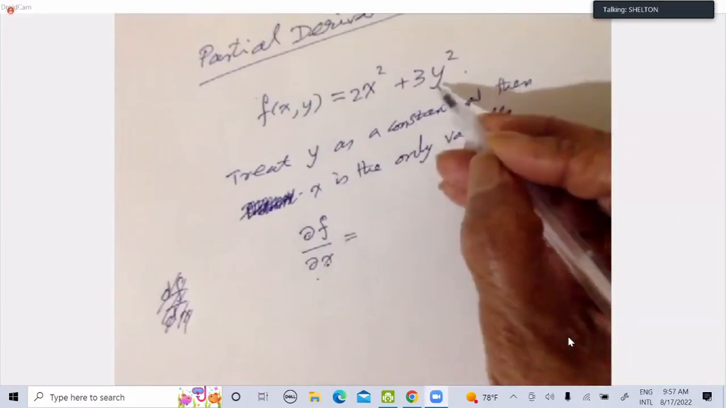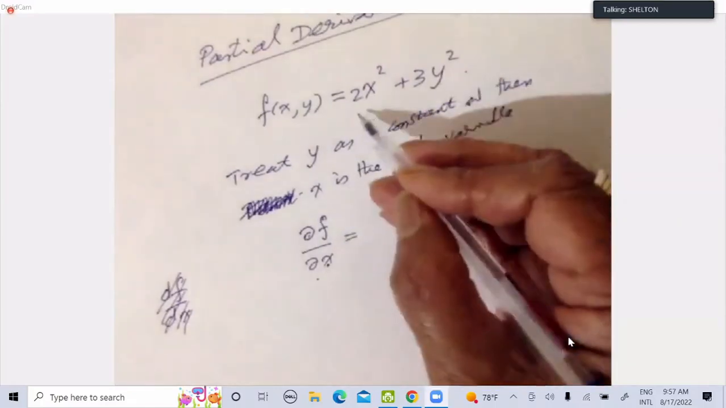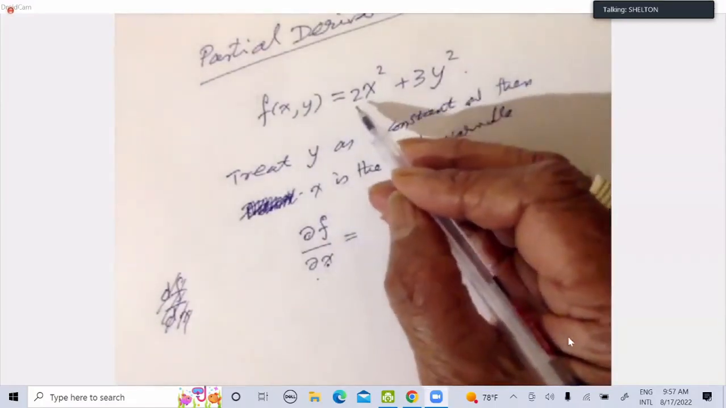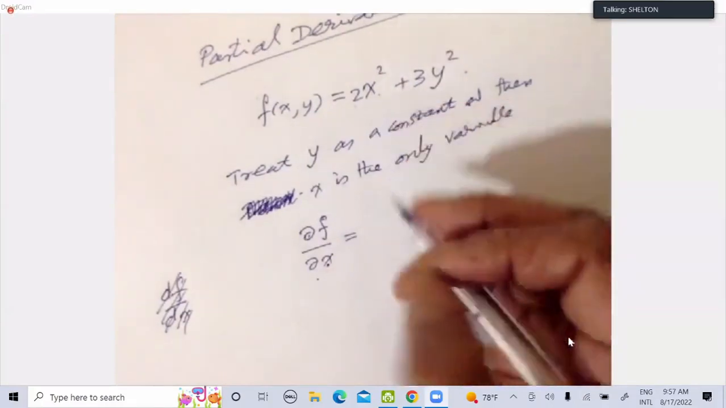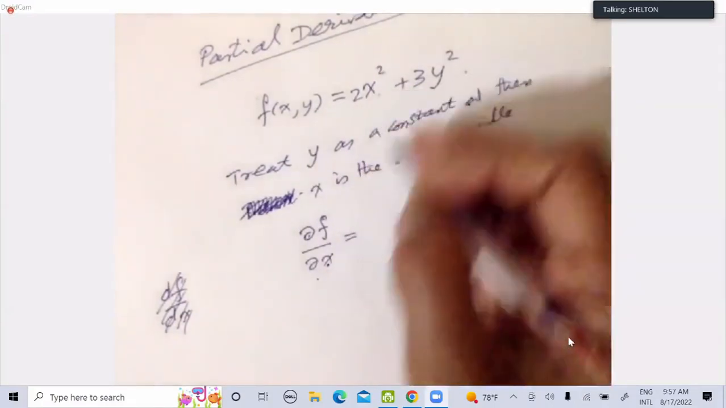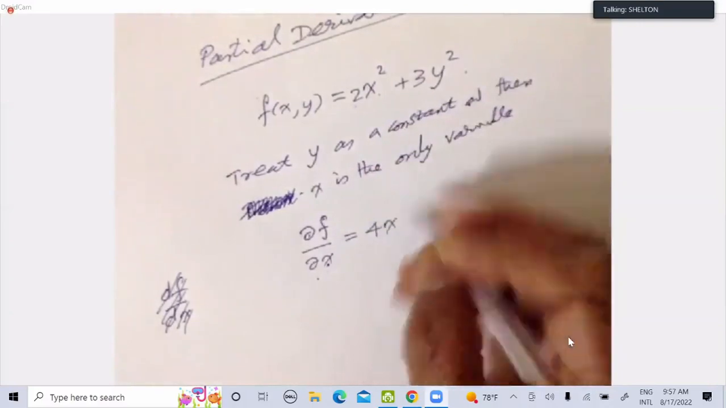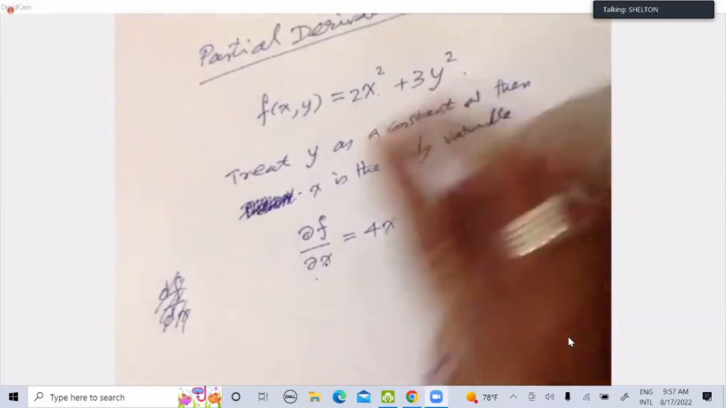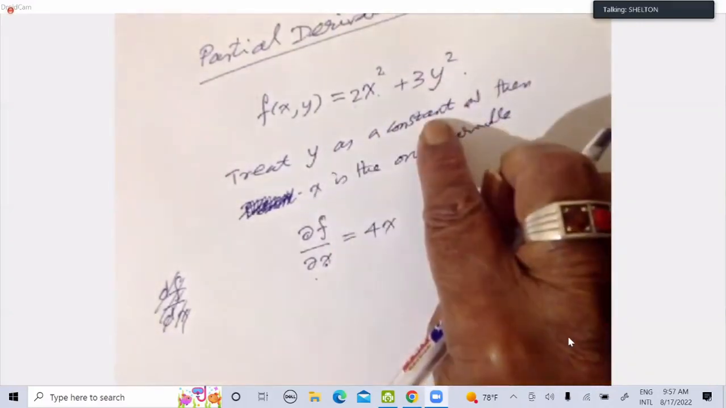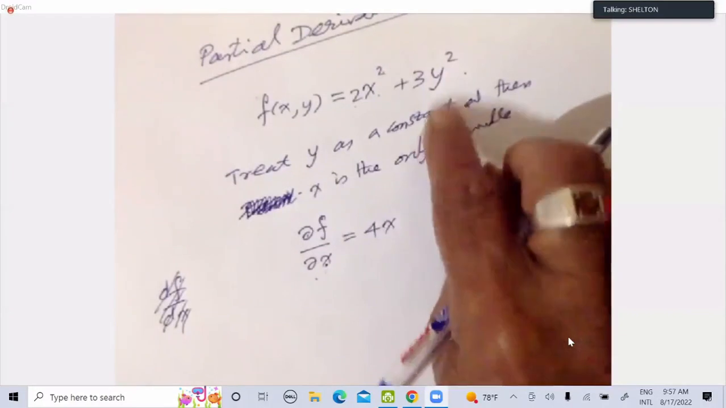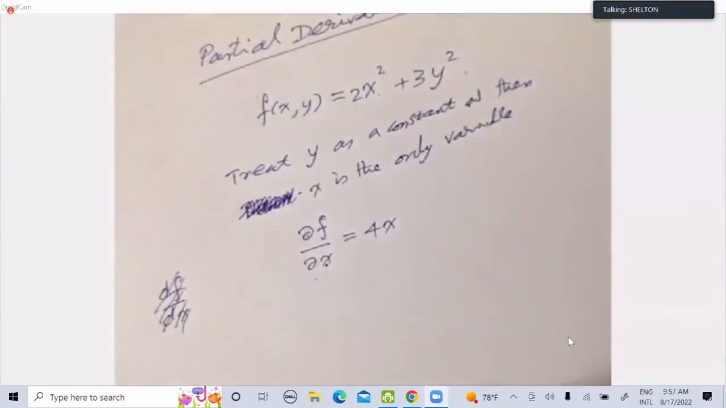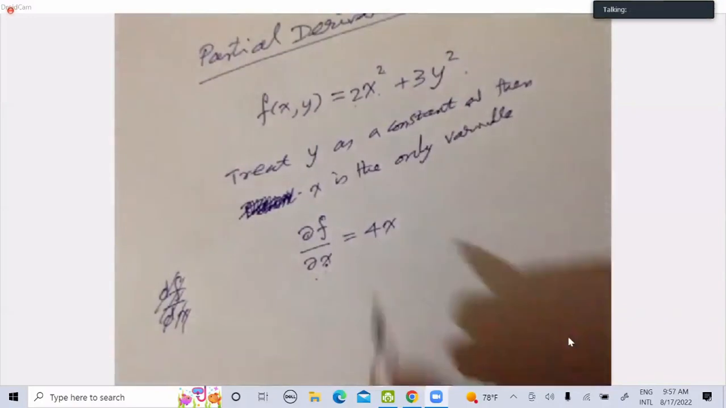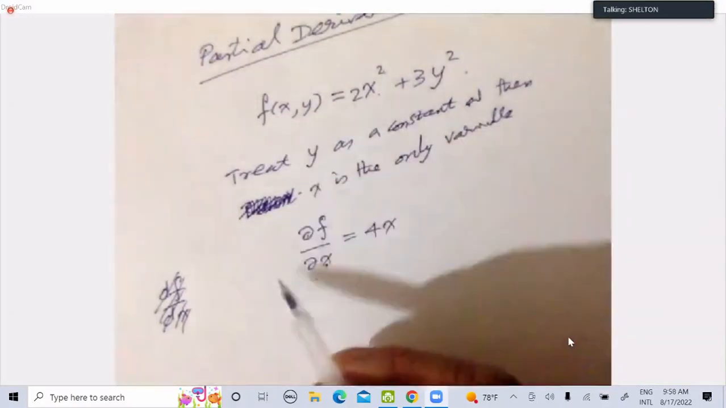Treating y as a constant, take the derivative with respect to x. The derivative of 2x squared is 4x. What is the derivative of 3y squared? y is treated as a constant, so this term is a constant. Therefore, the derivative is 0. This is the partial derivative of f with respect to x.